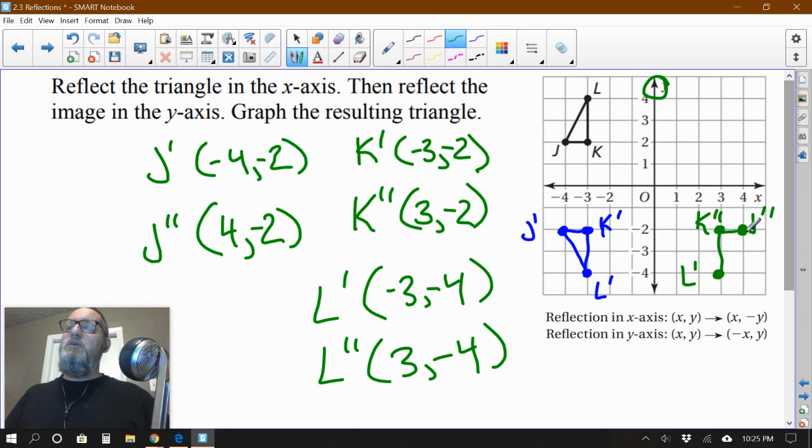Connect those. And now just sort of sit back and look. Does that look like a good reflection? Sure it does. Well, I could have drawn the lines better, but it is a proper reflection of this JKL prime to make JKL double prime.